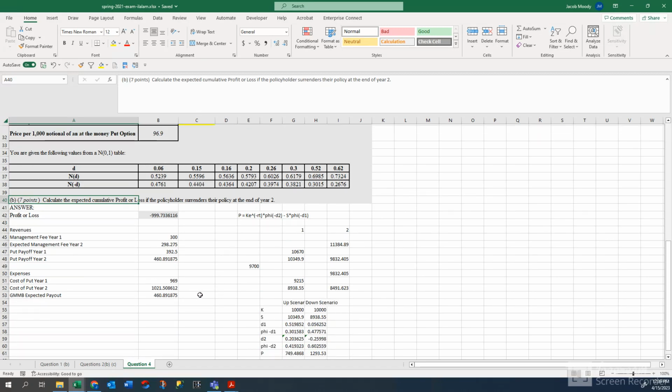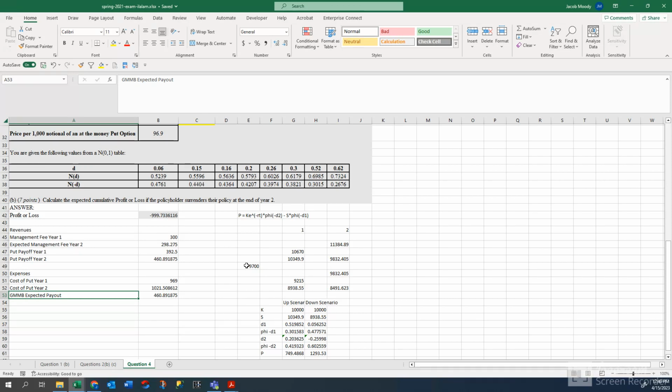And so what I have here is I need to just add up, there's no discounting of my revenues and my expenses. And so I just separate it out here. So I have my management fees for year 1, my expected management fee for year 2, my put payoffs, and then the cost for the puts, and then my GMAB expected payout.